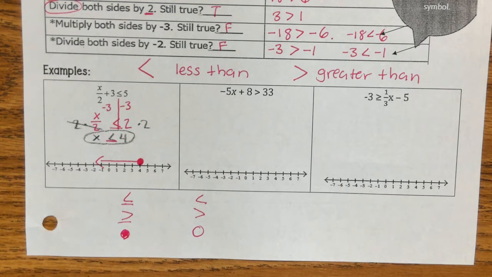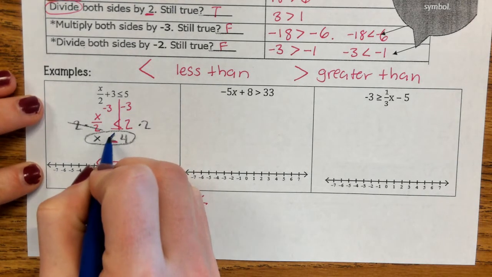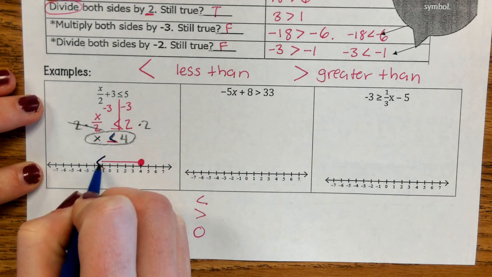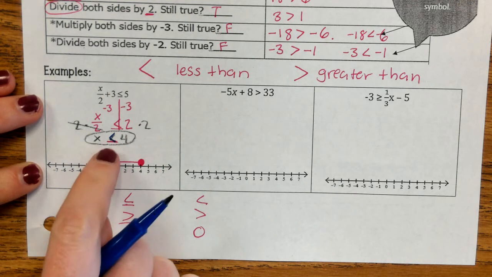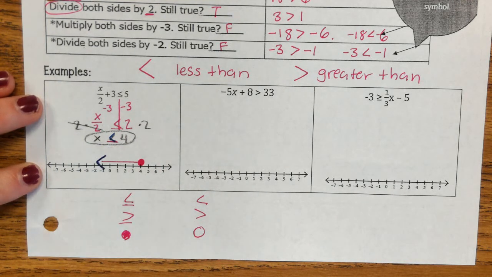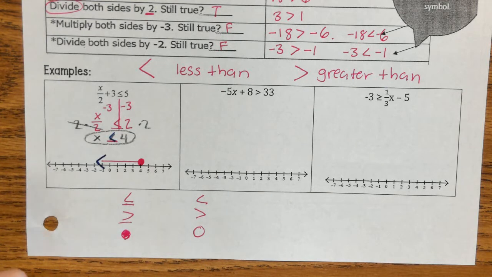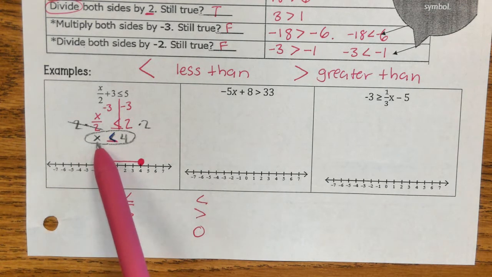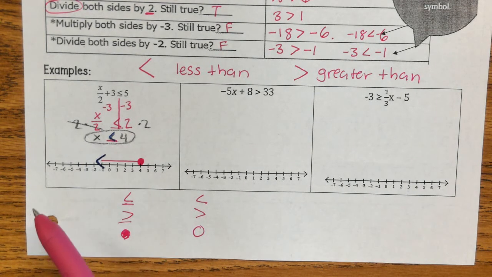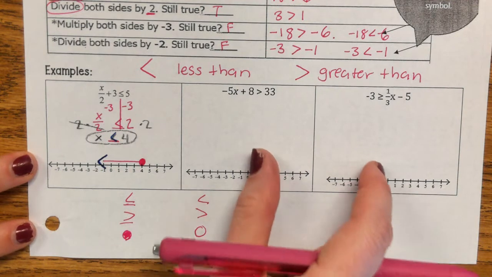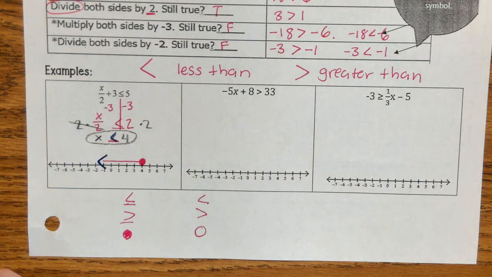Some people like to remember that the less than sign points in the direction of your arrow. So there's your less than. It's pointing to the left, so less than goes to the left. But that only works if your variable is written first. Then you can use that trick. Okay? You guys try these next two on your own.